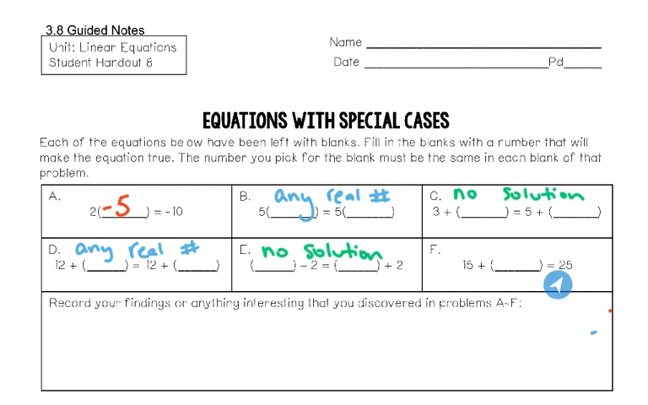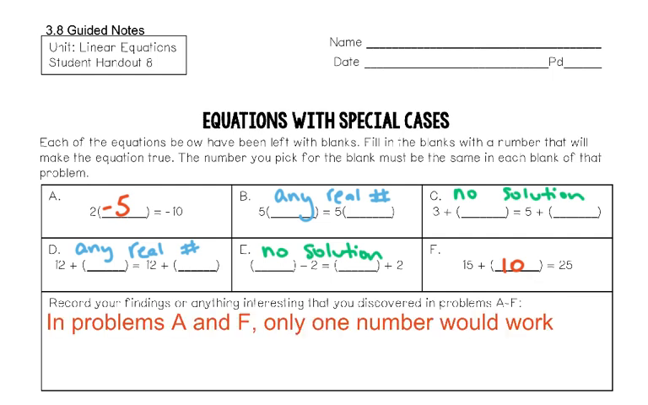15 plus a number equals 25. Is there a number that works here? 15 plus a number equals 25. You should realize that 15 plus 10 equals 25. So just like A, this is another example where there's one solution to the problem. No other number will work. If I put in any other number, it will not equal 25.